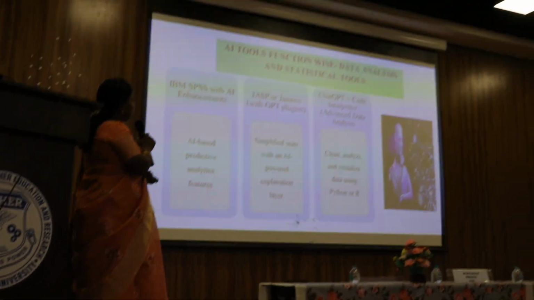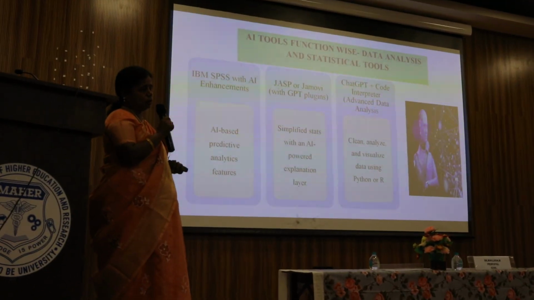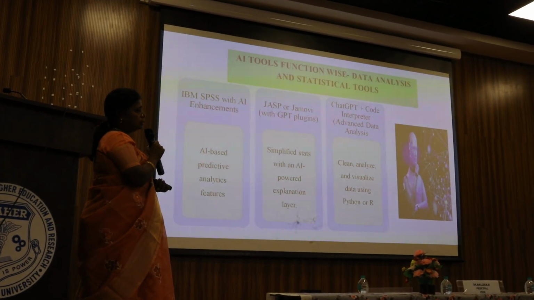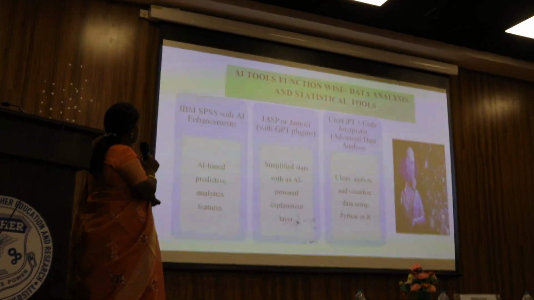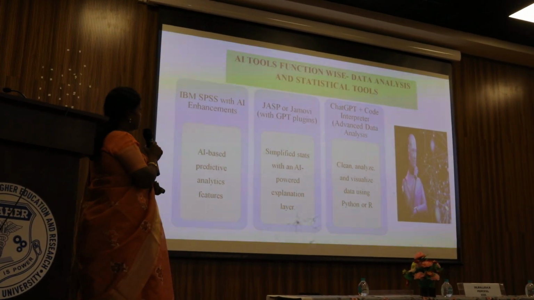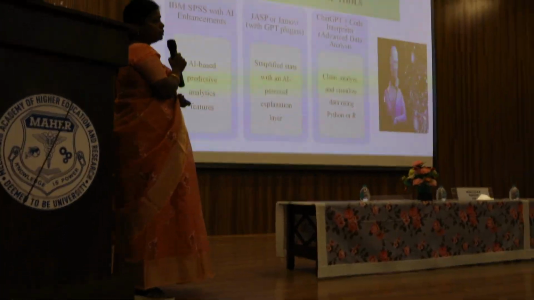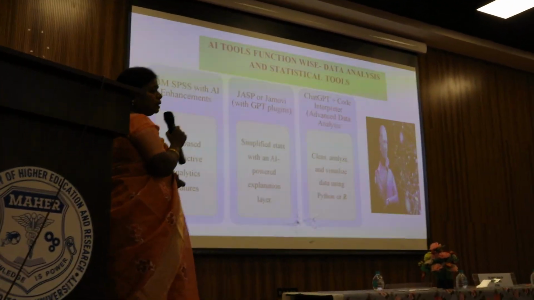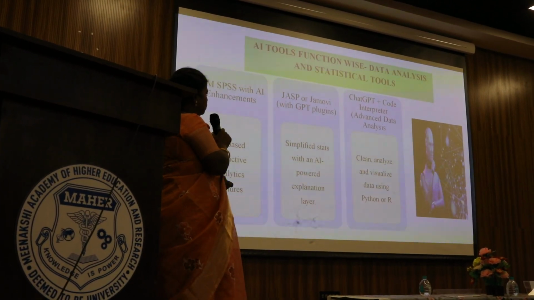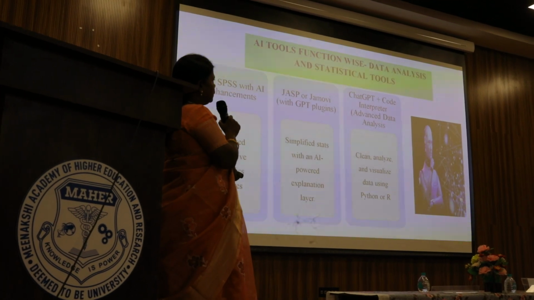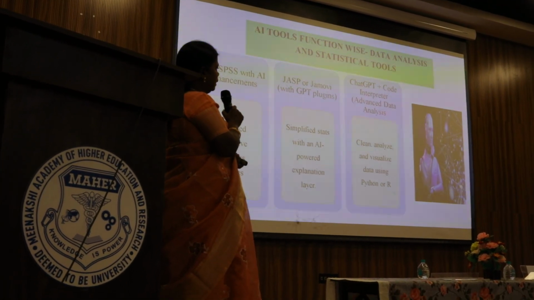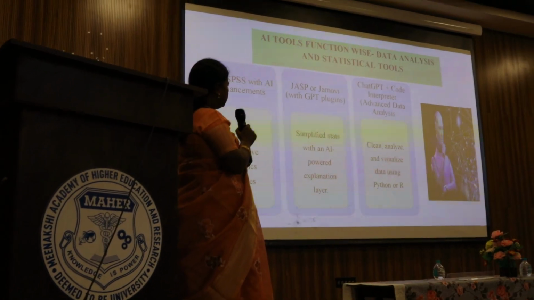So the tools for data analysis and statistics alone. We have IBM SPSS, I think all of us know, with AI enhancement. This is AI-based predictive analysis features. And JASP or Jamovi with GPT plugins. So this is simplified stats with an AI-powered explanation layer. And ChatGPT plus code interpreter can clean, analyze and visualize data using R.